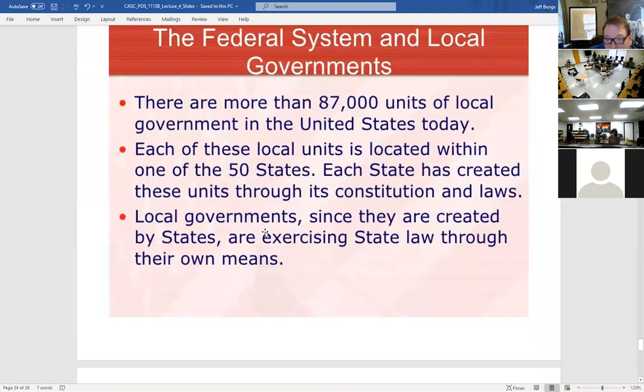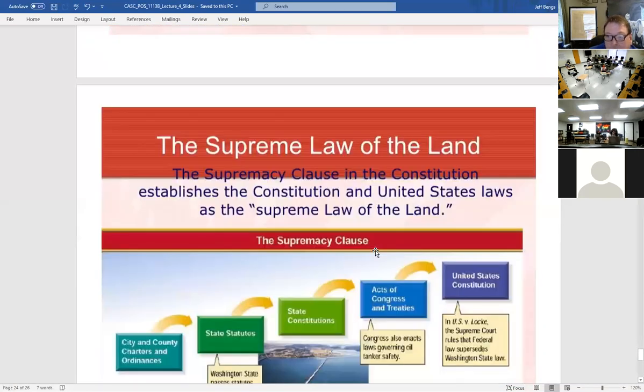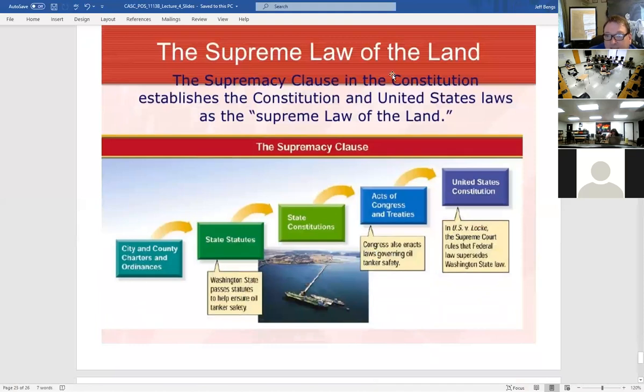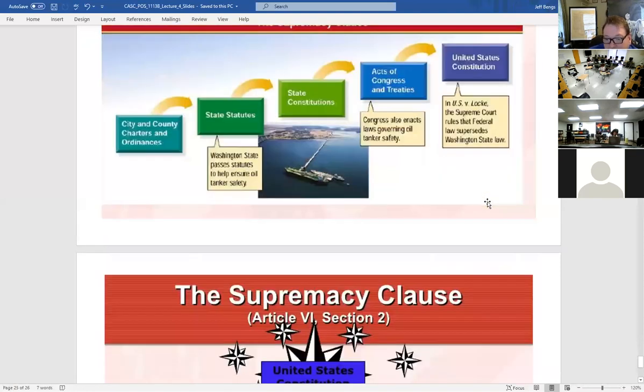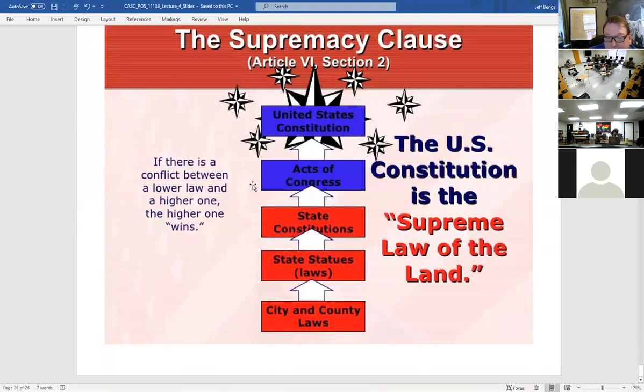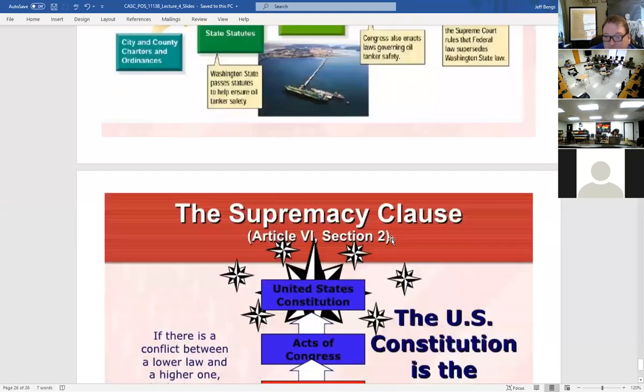Local governments, by and large, exercise the state law. But the supreme law of the land is the Constitution. So you've got your city and county ordinances, your state statutes, your state constitutions, acts of Congress and treaties, and then the Constitution is the highest law of the land. If there's ever a conflict between the higher one and the lower one, the higher one wins. So any questions on that?